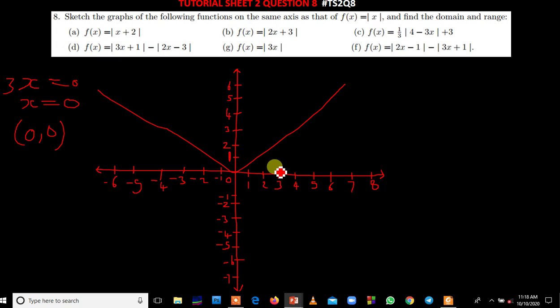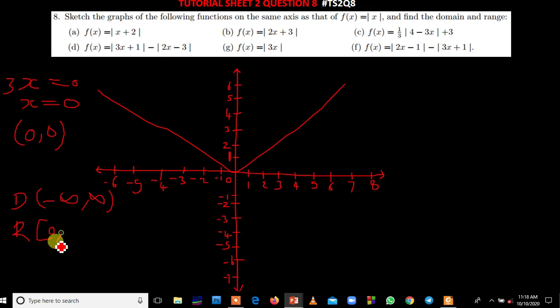So now after doing this, you can now find the domain and the range. The domain will still be from negative infinity to positive infinity. Yes, and then the range will start from 0.